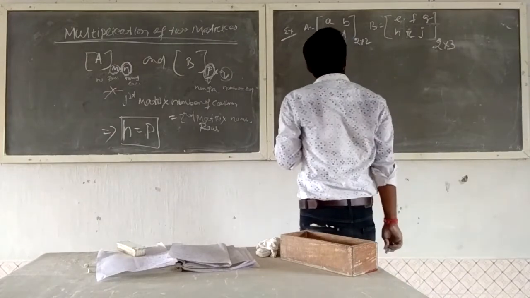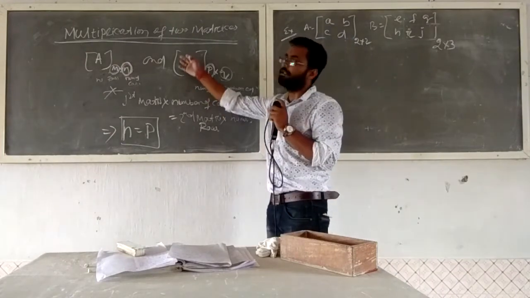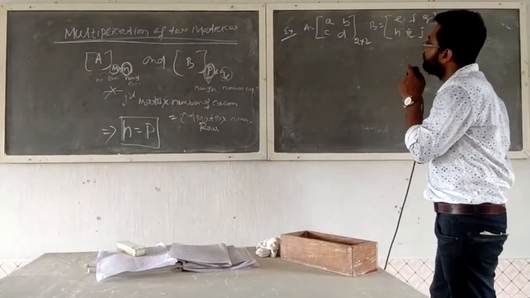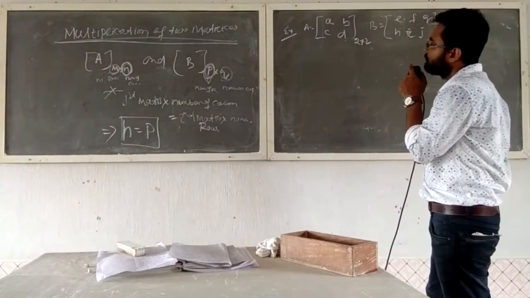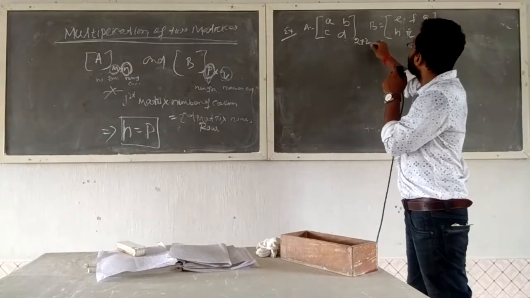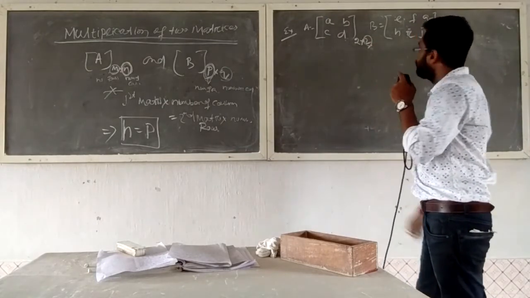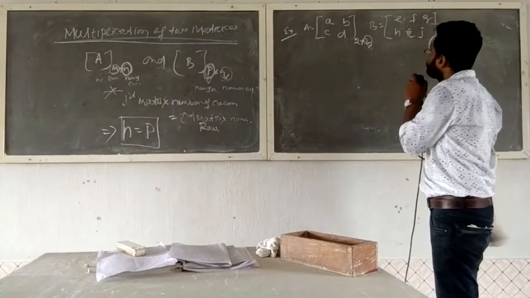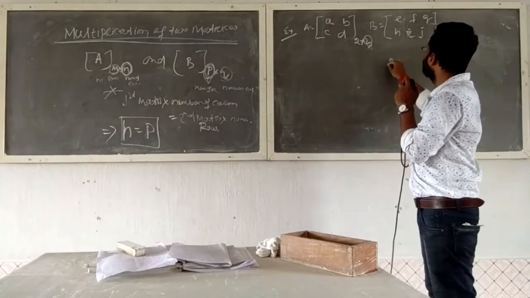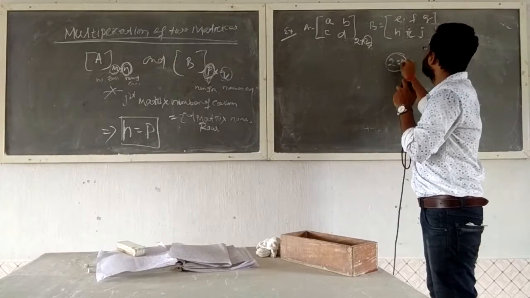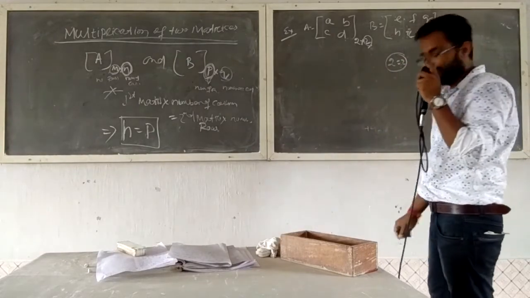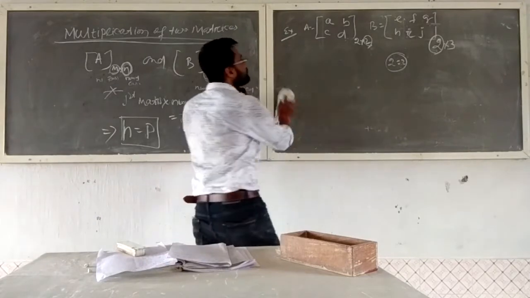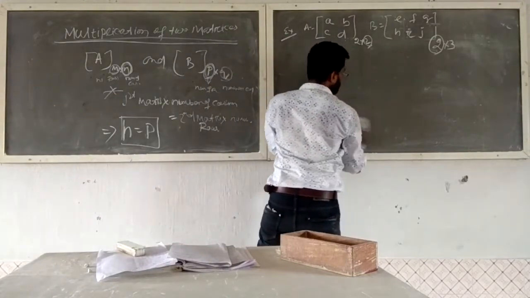Now we can check what is the condition to multiply two matrices. The condition to multiply the matrices is that the number of columns of the first matrix is equal to the number of rows of the second matrix. So 2 is equal to 2. Yes, the condition is satisfied. Then we can multiply the two matrices. How to multiply, you can see.